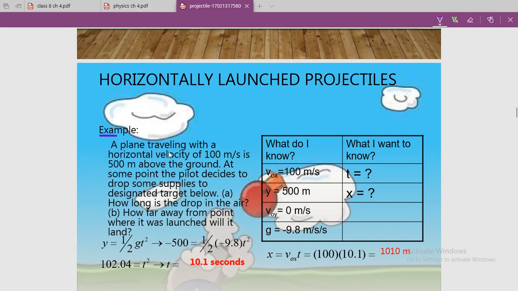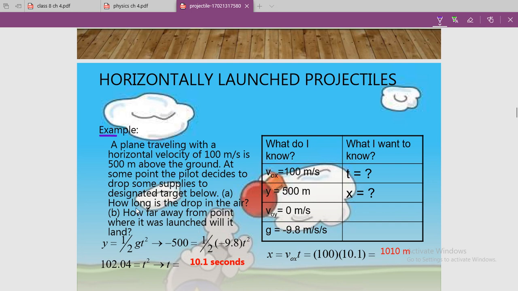So a plane traveling with a horizontal velocity of 100 meters per second is 500 meters above the ground. At some point the pilot decides to drop some supplies to a designated target below. First part: how long is the drop in the air? B: how far away from the point where it was launched will it land?